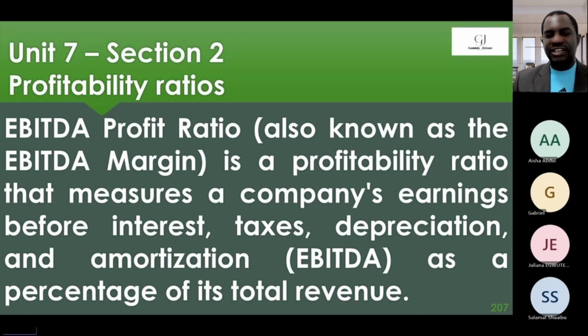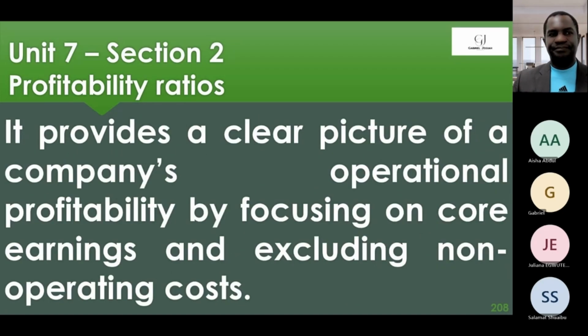So this is going to be a tricky calculation, so I want us to follow through. It's because the question was pimped. With the normal IFRS compliant kind of income statement, you may not have issues, but I pimped it to help us understand it better. It provides a clearer picture of the company's operational profitability by focusing on core earnings and excluding non-operating costs.